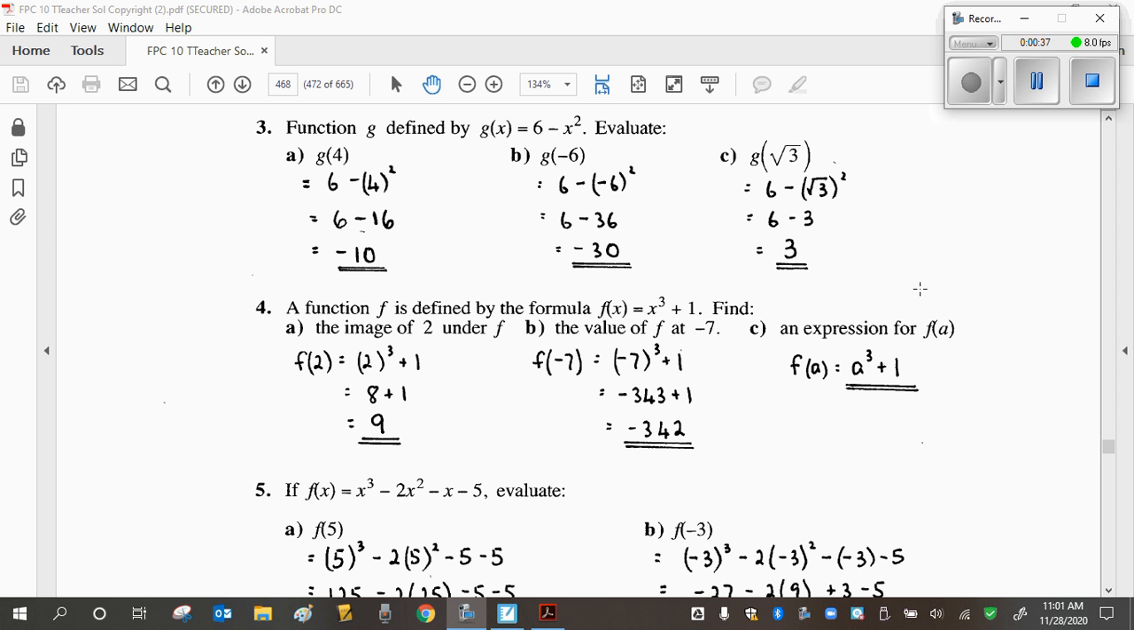Okay, I want you to go to page 36, please. Page 36, and we'll start correcting homework. This is just function notation, so I'm going to let you look at 3 and 4 and 5, but we'll scroll down to 5 in a bit.